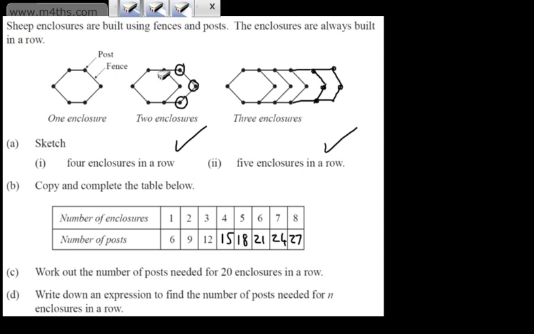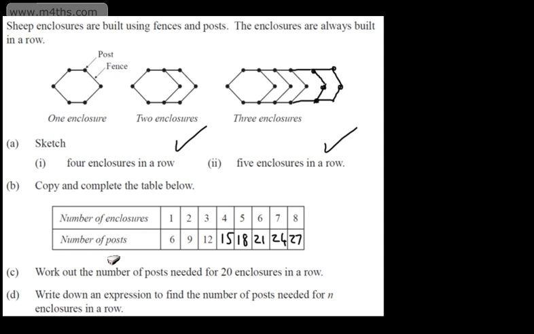So if we look for each of these, there are going to be 2 on each jump up. We're going to have 3 new posts and we're going to have 4 new fences. 1, 2, 3, 4. Okay, so we've done that.